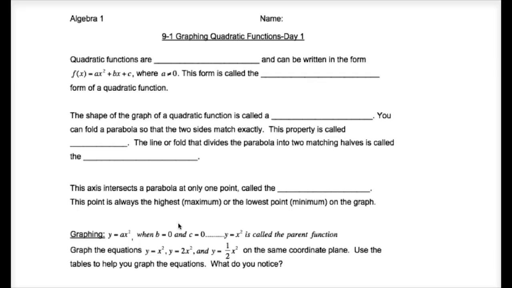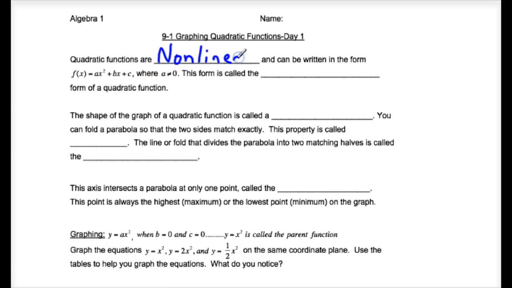Quadratic functions are linear, nonlinear. One or the other, they're not both. Think about it. Quadratic, nonlinear, definitely nonlinear.